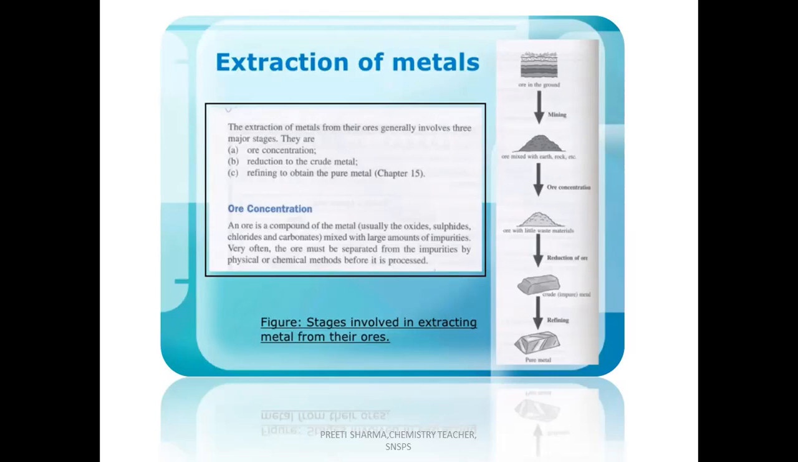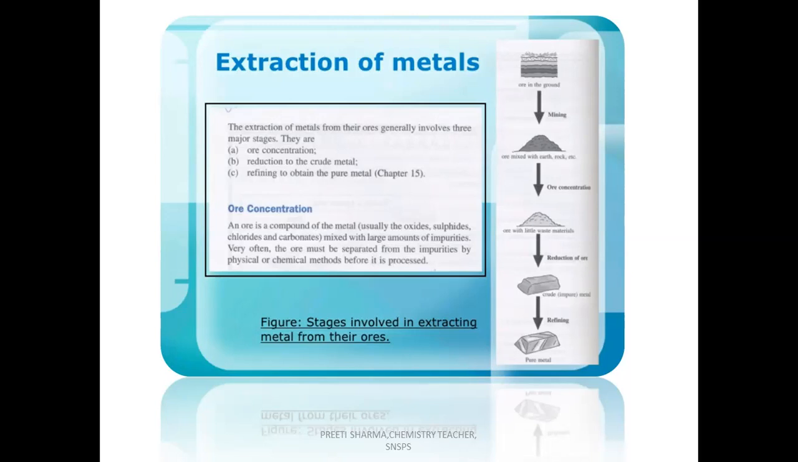So after that, the step is reduction of ore. Reduction is a very important step which is given in your NCERT. The first two steps are not given in the NCERT. That is just a general step which I want to discuss with you. So reduction of ore, it means when reduction is being done, the substance or the metal becomes crude metal, right? And after crude metal, refining is done to obtain the pure metals.